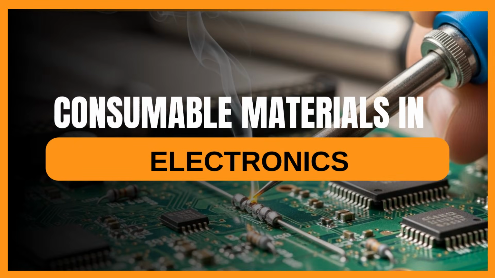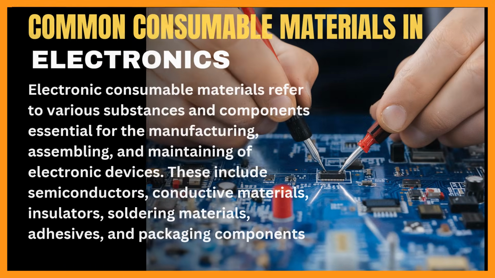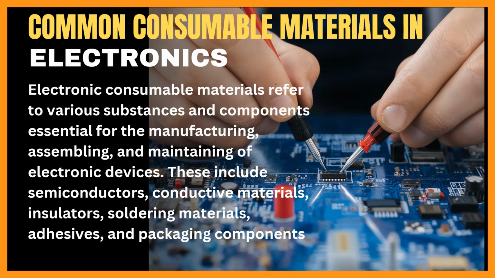The following are the materials used in electronic works. Electronic consumable materials refer to various substances and components essential for the manufacturing, assembling, and maintaining of electronic devices. These include semiconductors, conductive materials, insulators, soldering materials, adhesives, and packaging components.